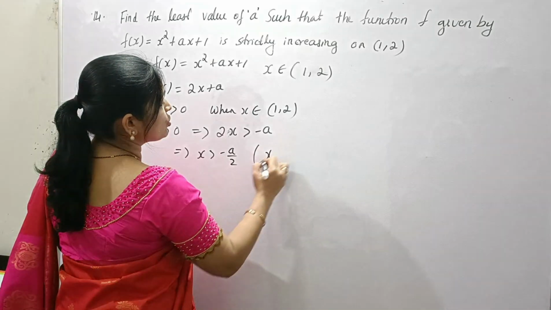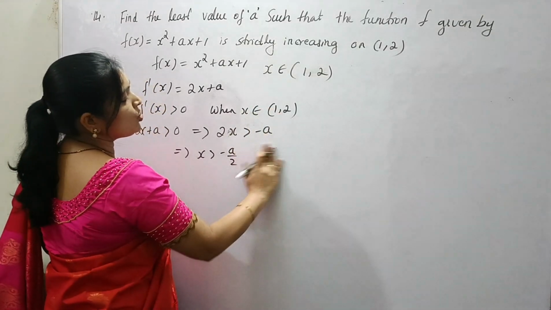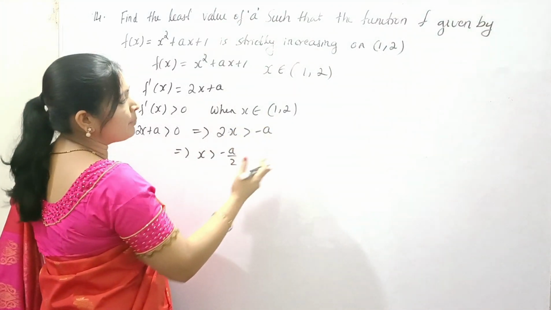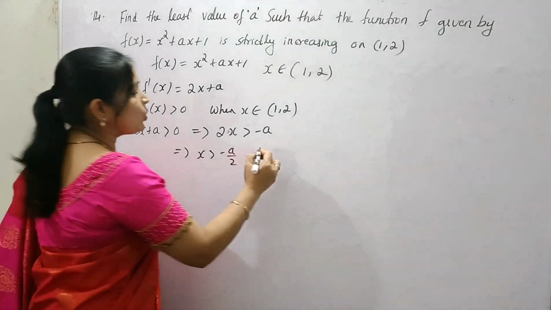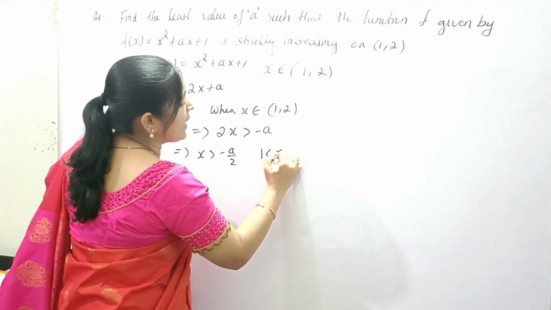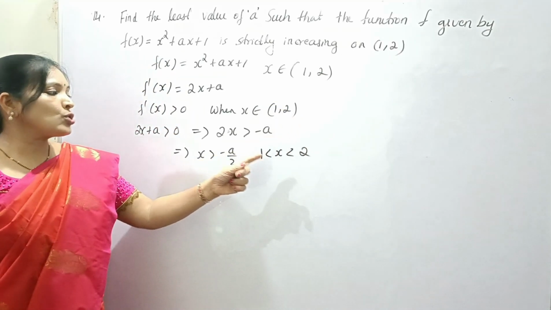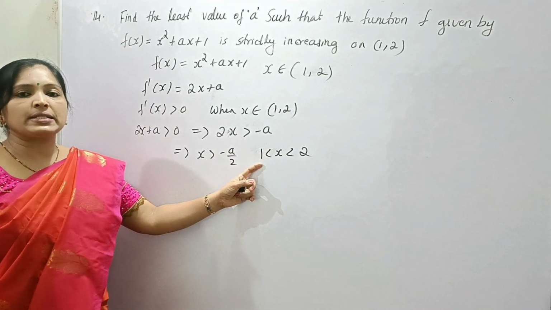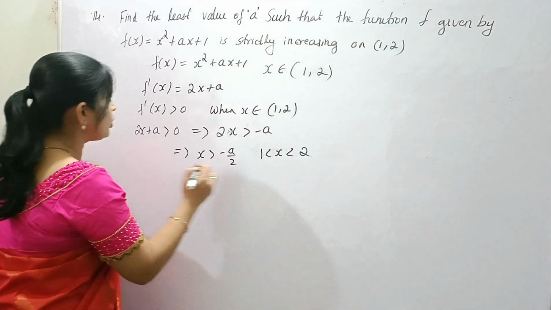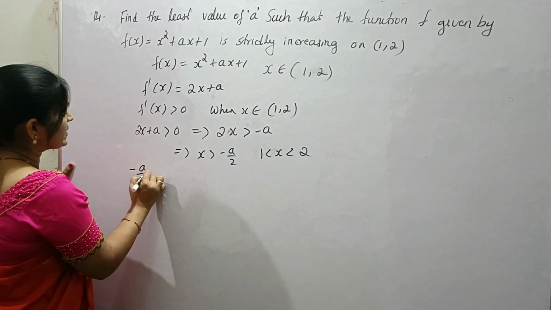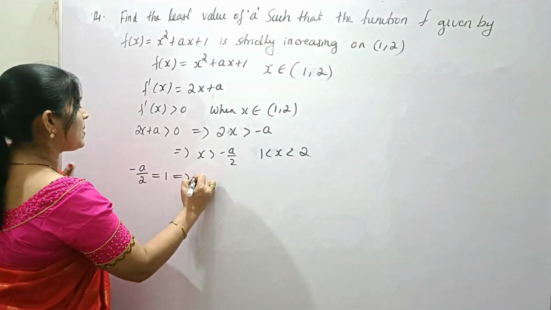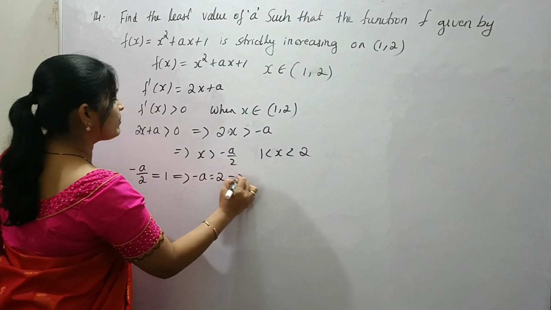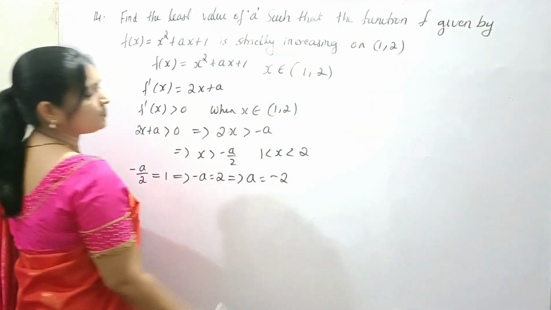x belongs to the interval 1 to 2, that means values of x are between 1 and 2, right? So that can be written as 1 less than x less than 2. So here the least value of x is 1. Substitute x is equal to 1. Here we will get minus a by 2 is equal to 1. That implies minus a is equal to 2. That implies a is equal to minus 2.